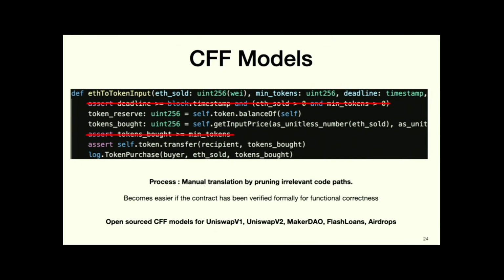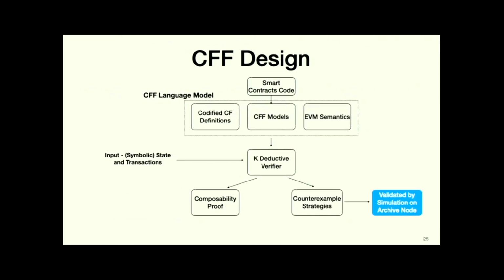We also open source some CFF models for Uniswap v1, Uniswap v2, MakerDAO, flash loans, and airdrops. As I mentioned, CFF models actually introduce some false positives, but these false positives are easy to prune away because they really give you a counterexample strategy of MEV. So whatever false positives you get of the MEV strategies, you can actually run them on an archive node and prune out all those false positives. And finally, what you have after this validation are actual strategies that you can execute.